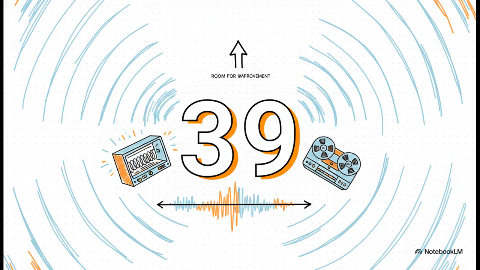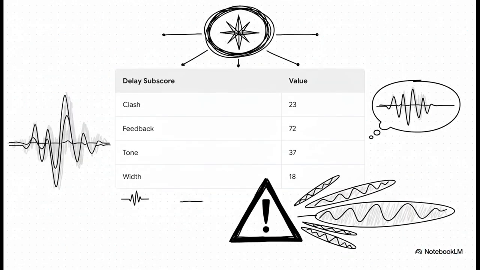You can think of this as a quick health check for your sound. Generally, a lower score is better. It means a lower risk of mix issues. So 39, it's not a disaster, but it's a clear signal that, hey, we could probably make this better. But what's actually in that number? See, here's where the magic really happens.